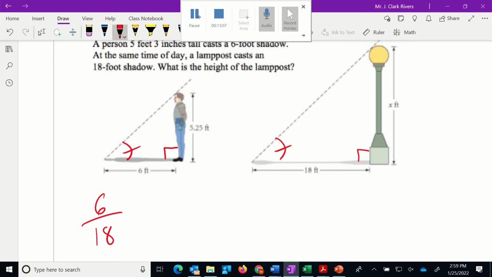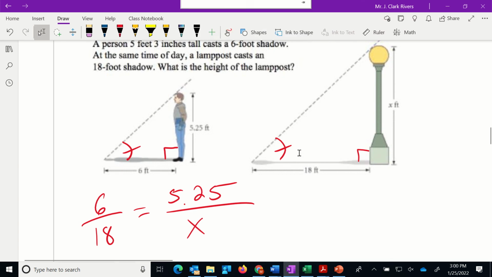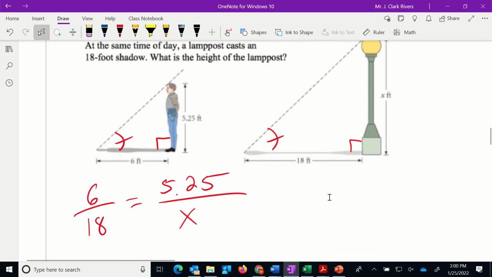All right, well, the shadows are corresponding. So I did 6 to 18. You could have done 18 to 6, either way, is equal to, so I did triangle on the left over triangle on the right. So that's 5.25 for the height of the man over x for the height of the lamppost. So you should have that. We now cross multiply and solve. 6 times x is 6x equals 18 times 5.25.